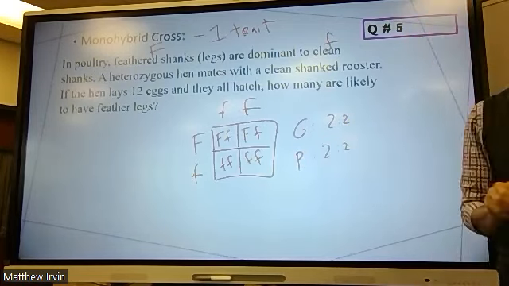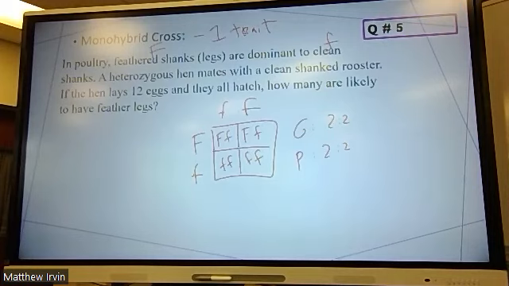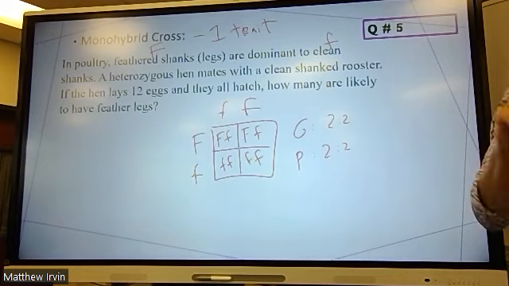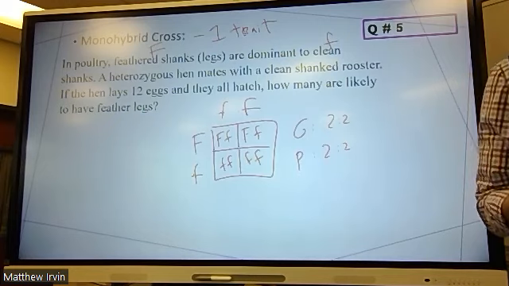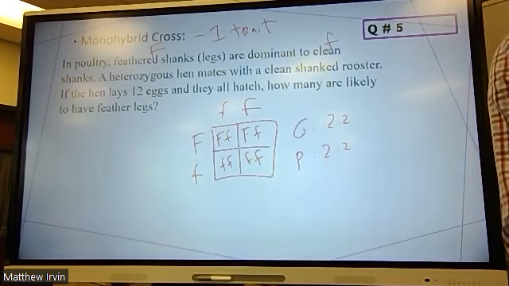So if we have 12 eggs, and if all of those eggs hatch, what would we get? About 6 and 6. About 6 and 6, correct. They typically do monohybrids in multiple choice questions. Real quick cross, pick out the right answer.